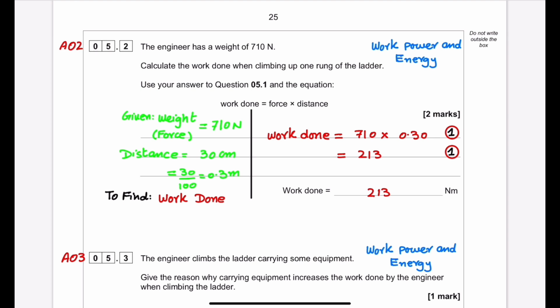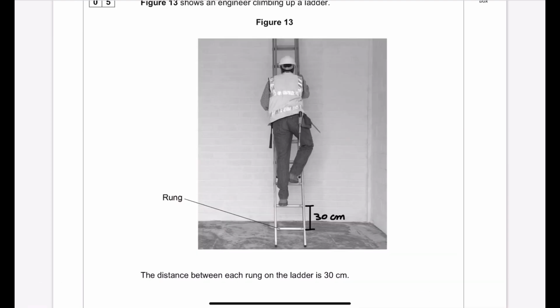We need to use the figure number 13. We can see here the engineer is climbing up. It is carrying different tools and equipment which increase the weight of the engineer. Therefore, the engineer needs to do more work to carry the tools and equipment while climbing up the ladder.